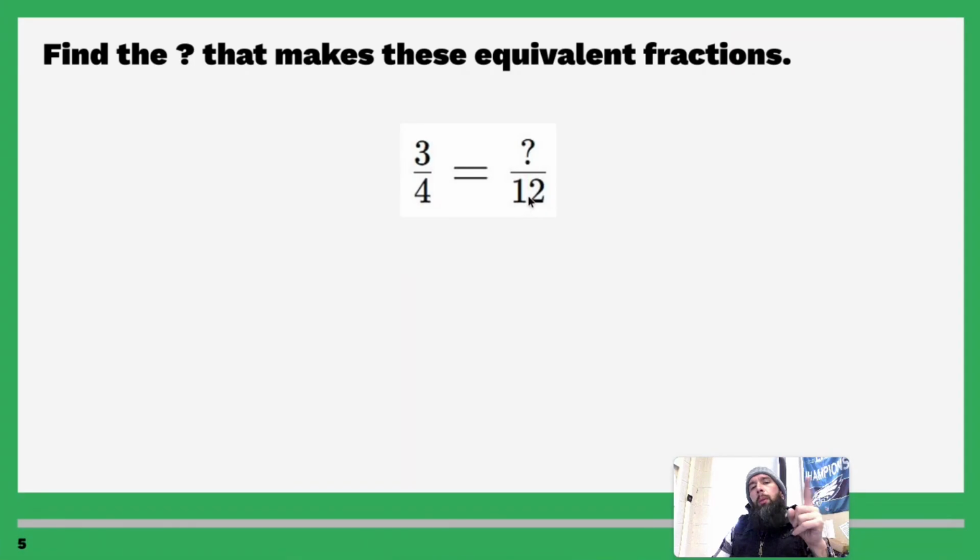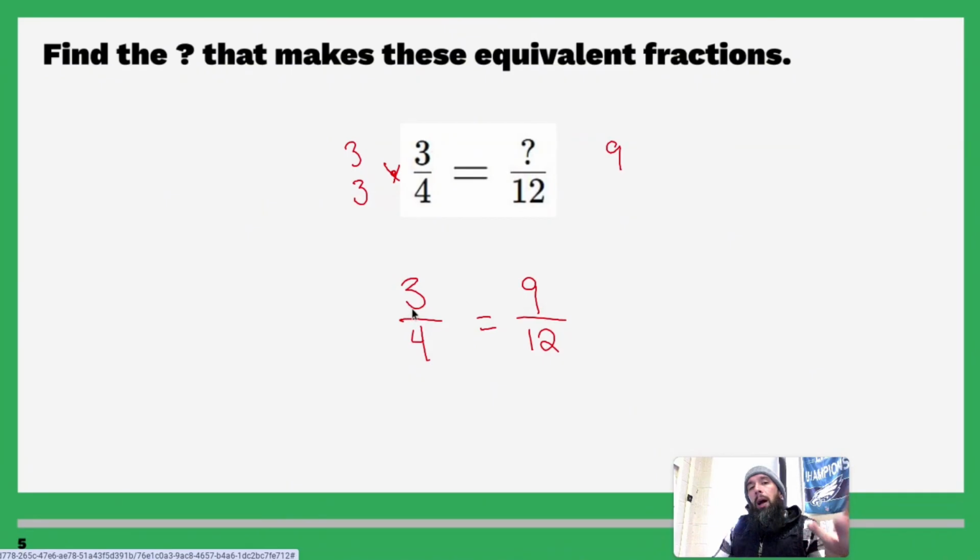So 4 times what is 12? 4 times 3 is 12. So let's multiply the top and the bottom by 3 over 3 because 4 times 3 is 12. 3 times 3 is 9. So I'll rewrite this out. 3 over 4 is the same as 9 over 12 because 3 times 3 is 9 and 4 times 3 is 12. And I'm multiplying both of these by 3.